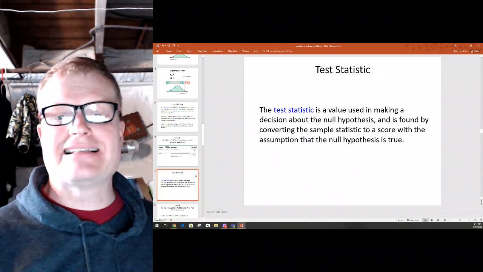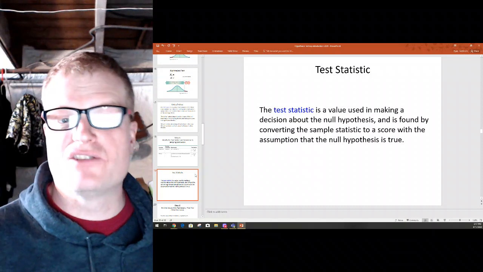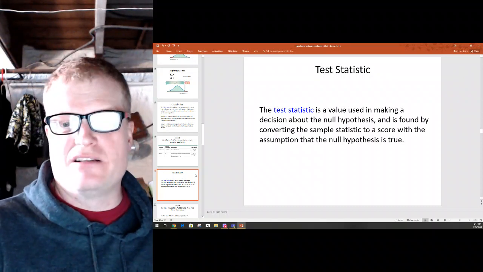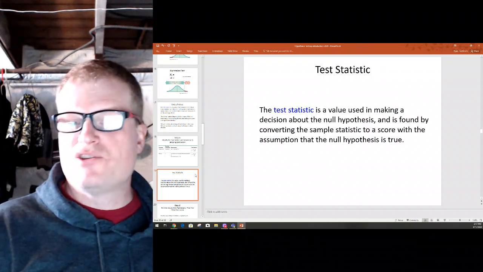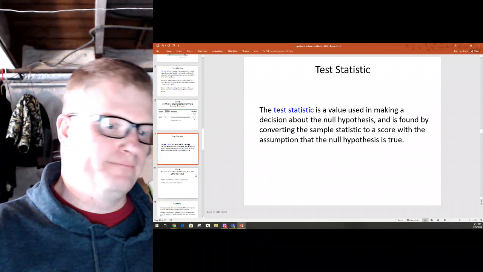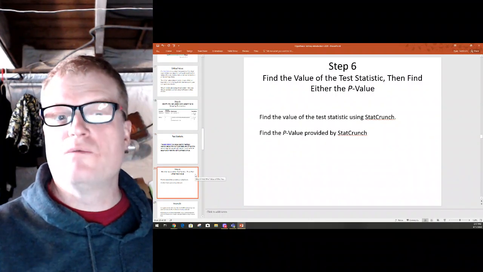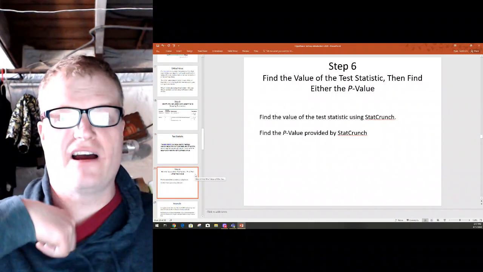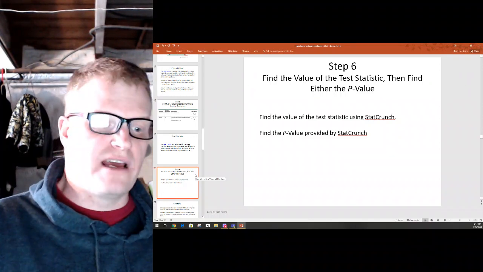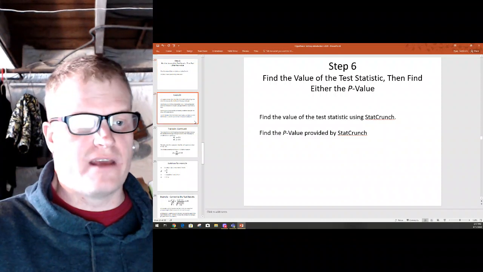So now this test statistic is a value used in making a decision about this null hypothesis. And it's found by converting the sample statistic to a score with the assumption that the null hypothesis is true. So now we're going to use StatCrunch to actually find this value of the test statistic, and then StatCrunch will also calculate the p-value that we get.